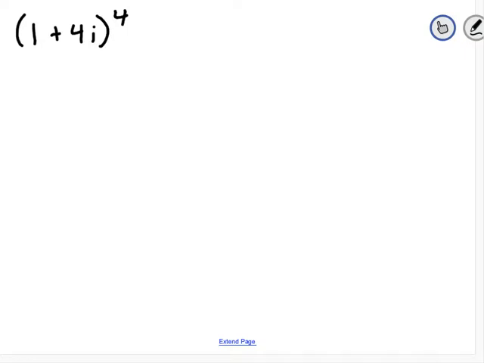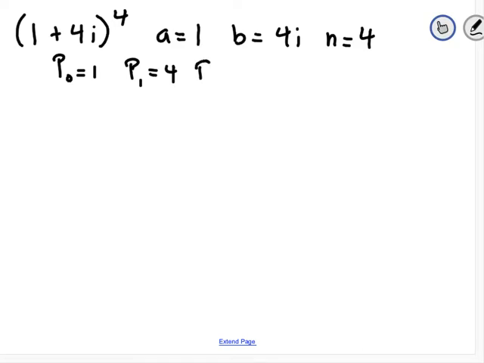All right, so now we're going to do 1 plus 4i to the fourth power, and we're going to expand that by using a binomial theorem. And so first thing we want to identify what our a is. Our a is 1. We want to identify where our b is. Our b in this instance is 4i. We want to identify where our n is. N here will be 4. Right. So now we want to label what our P0 through P4 is. So we know that's 1, P1 is 4, P2 is 6, P3 is 4, P4 is 1.